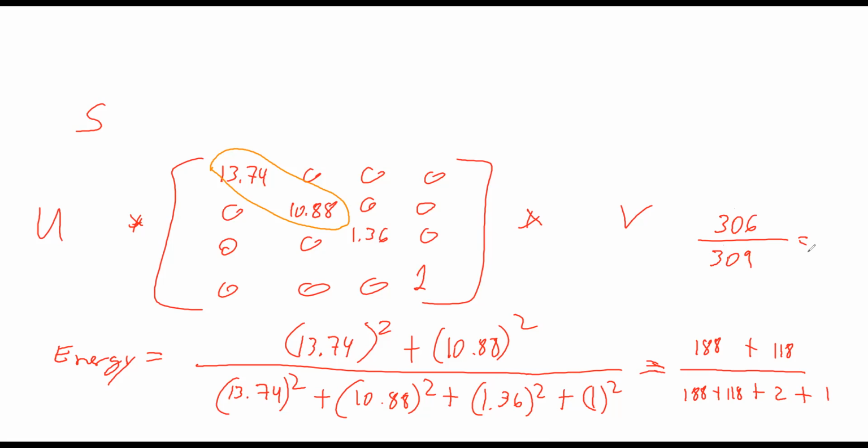306 divided by 309. Oh, there, look, 99 or something. So definitely look at how much information we still retain with just these two, and we can just drop the other ones. Okay, so what that means is that if we go back to the data here, now I'm going to have to do an example here.